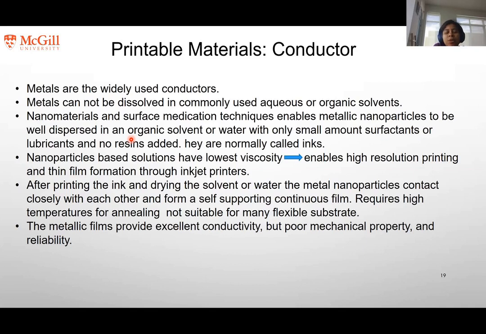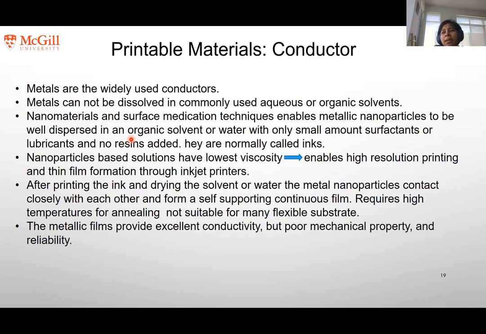Another thing is, after we print these inks, we need to dry them, because these solvents are sort of a coating, also the water. So we need to get rid of these solvent and water. And then we want the metal nanoparticles to be in really close contact with each other. Many times, and you'll see later, we need these nanoparticles also to melt and form necks with each other, and finally form a pretty uniform film. So all these require pretty high temperature processing after we deposit the ink.